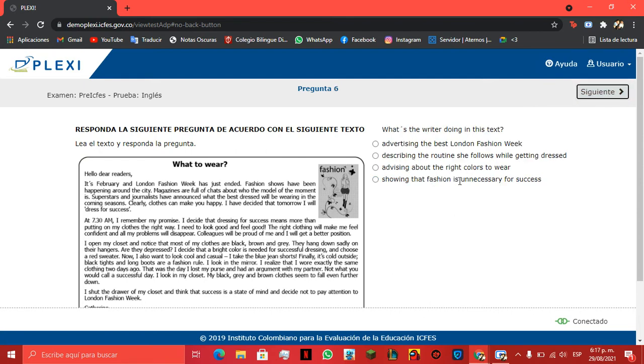What is the writer doing in this text? Advertising the best London Fashion Week. No, it's just a part of the text, but not what the writer wants. Describing the routine she follows while getting dressed. No, it isn't the answer.